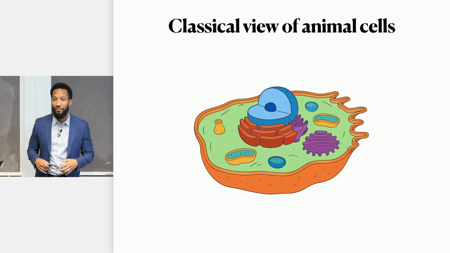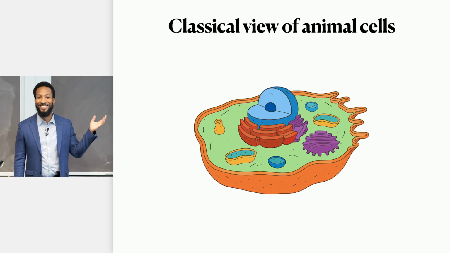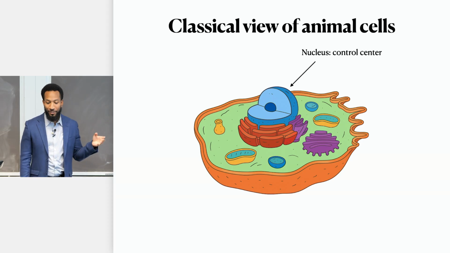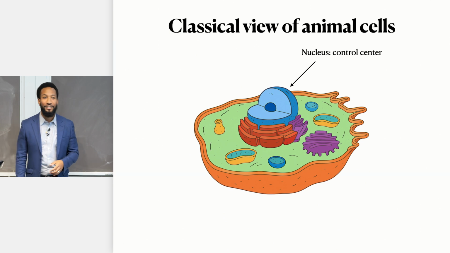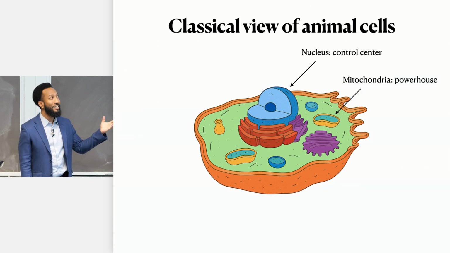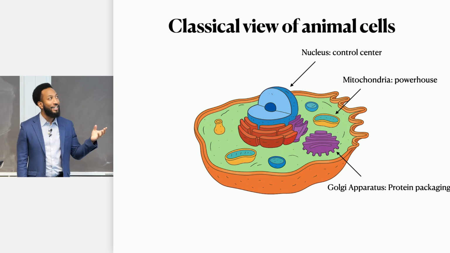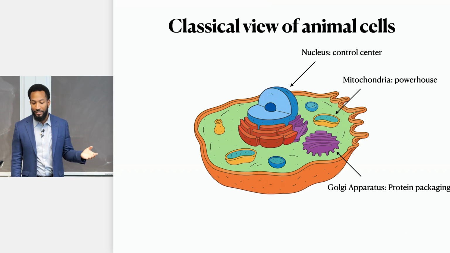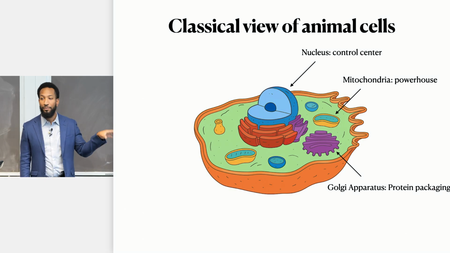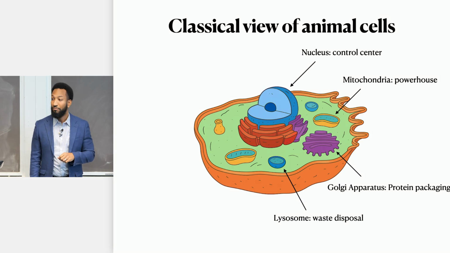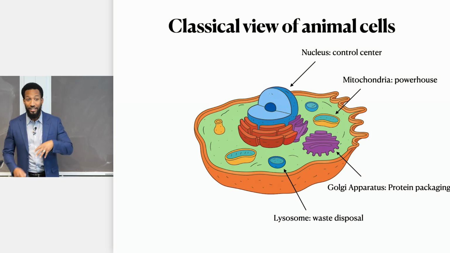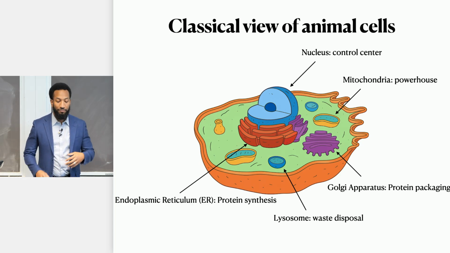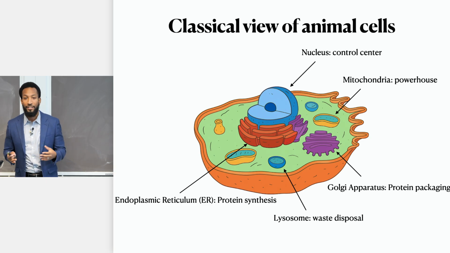The classical view of cells, you might have seen in high school or sometime, is where you have, for instance, the nucleus, which we learned is the control center of the cell. There's also the mitochondria, the powerhouse of the cell. There are also others, maybe less known, like the Golgi apparatus, which is for protein packaging to send proteins around the cell. There's also the lysosome, which is pretty much waste disposal of the cell. Also, there's the endoplasmic reticulum, which is for protein synthesis.